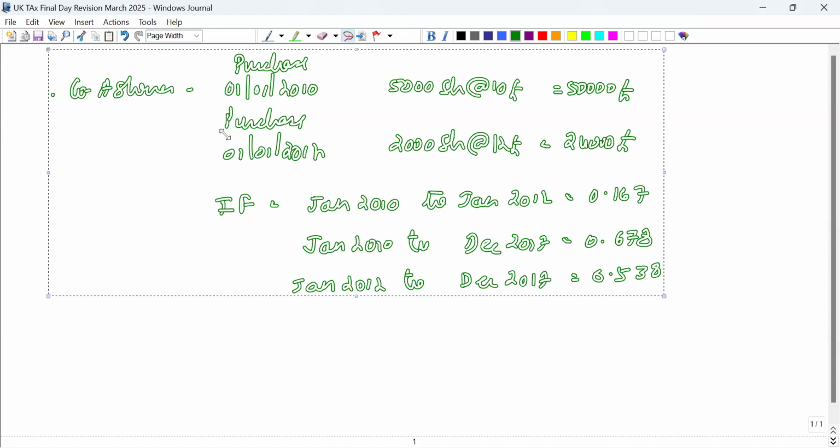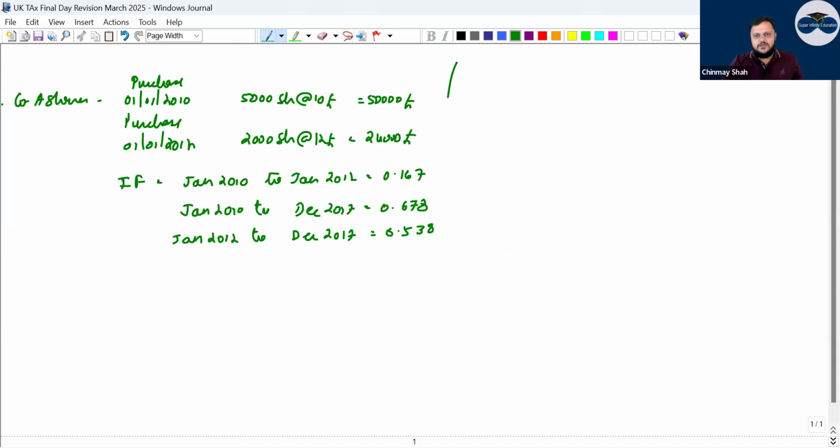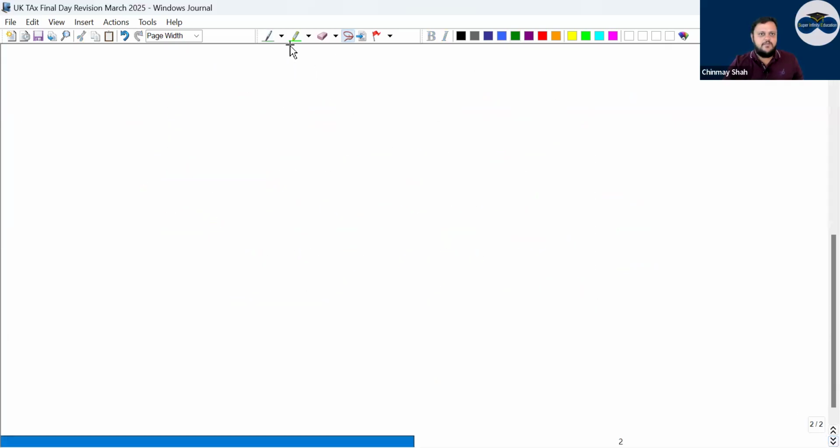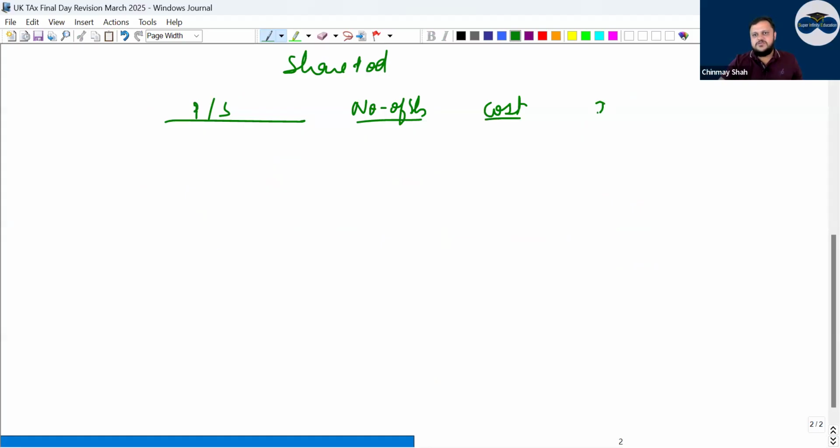How will the share pool work out? I will make columns: sale or purchase, number of shares, original cost, indexation allowance, and cost plus indexation allowance. This will not be used generally in the sale and purchase, but have a look. Now I purchased. First tell me how much did I purchase?